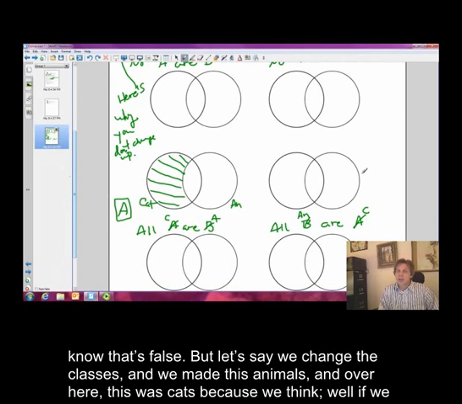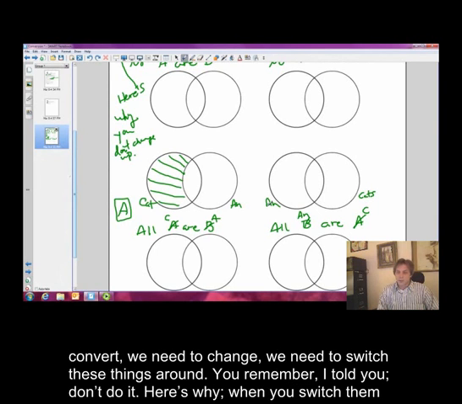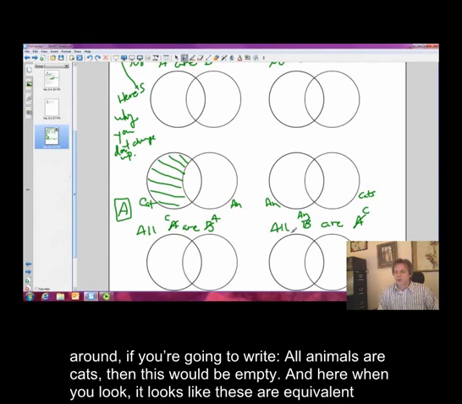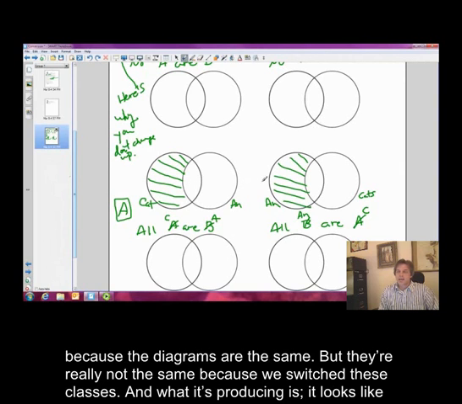But let's say we changed the classes, and we made this animals, and over here this was cats, because we think, well, if we convert, we need to switch these things around. You remember I told you don't do it. Here's why. When you switch them around, if you're going to write all animals are cats, then this would be empty, right? Okay, and here when you look, it looks like these are equivalent because the diagrams are the same, but they're really not the same because we switched these classes.